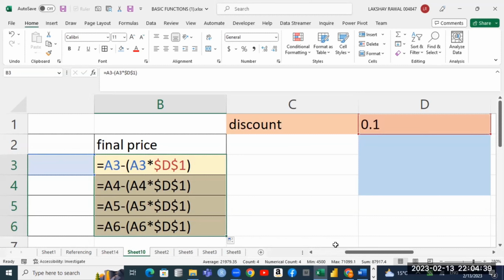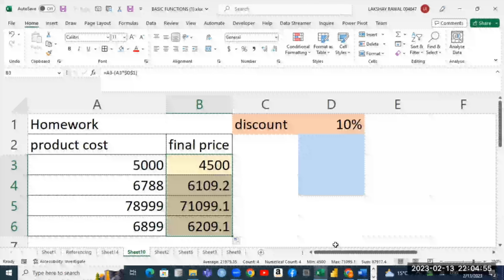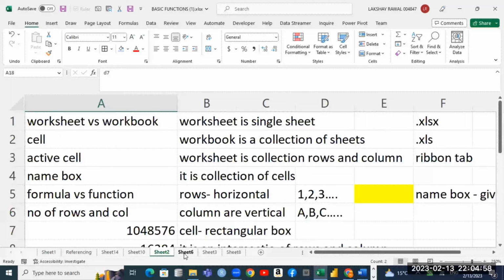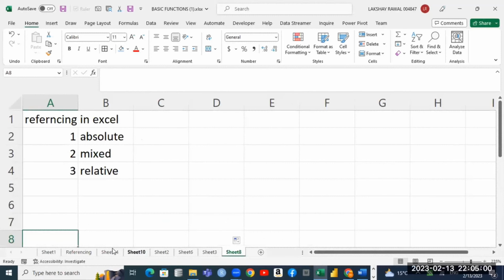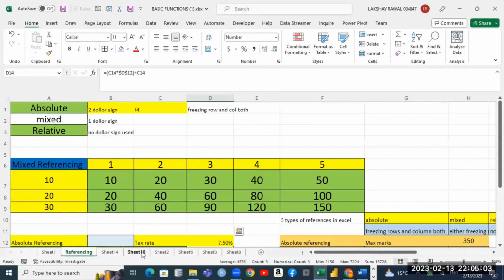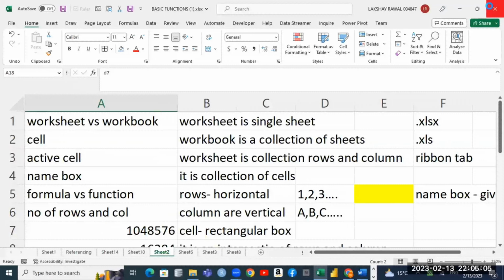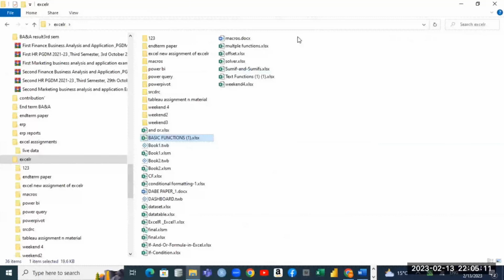Now, how many of you have understood? Understood, everyone? Yes, ma'am. Okay. So this is the sheet. I'm closing this and saving this. I'll just take a small topic and then we'll do the rest tomorrow.